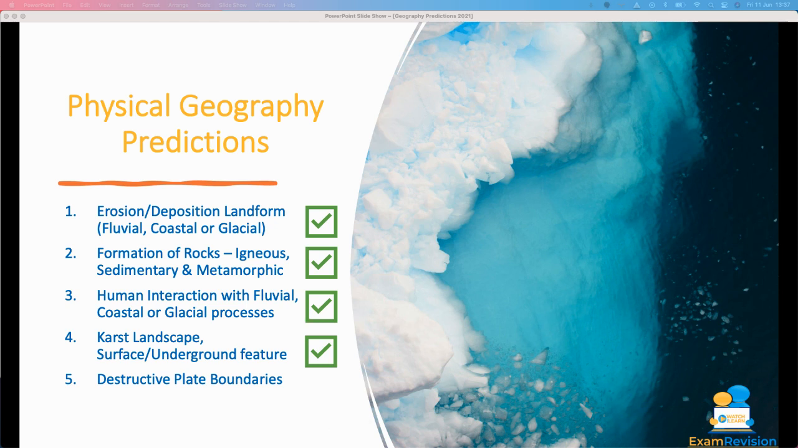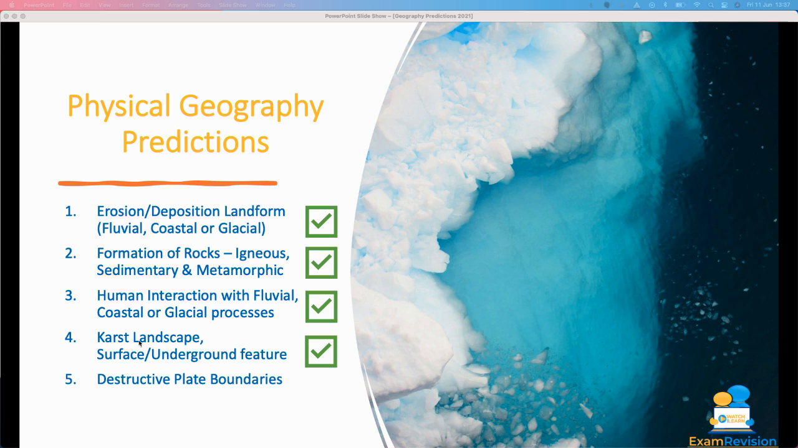Then the next one that I gave you was the formation of rocks. I told you to make sure you know the igneous, sedimentary, and metamorphic, and that question came up in 3B. It was igneous rocks, explain the formation of 2 igneous rocks. I gave you human interaction with fluvial, coastal or glacial processes. So I said to you that we would do the fluvial, so that would be like the dams. And of course, that question came up in 2C. It was a long question, a 30 marker.